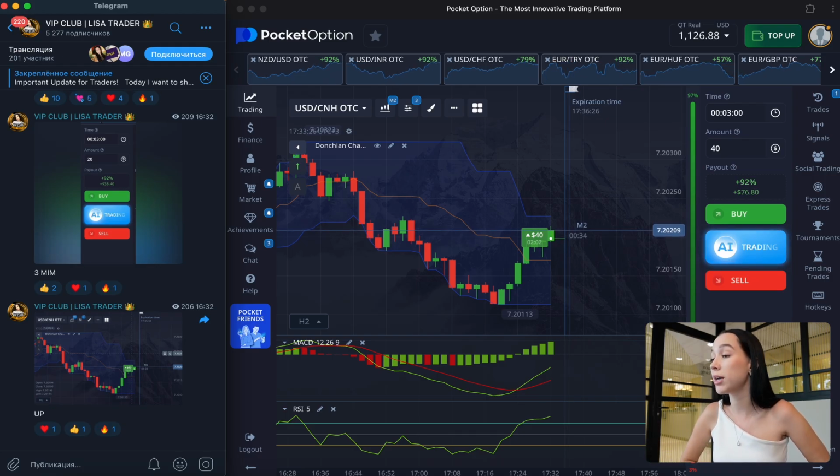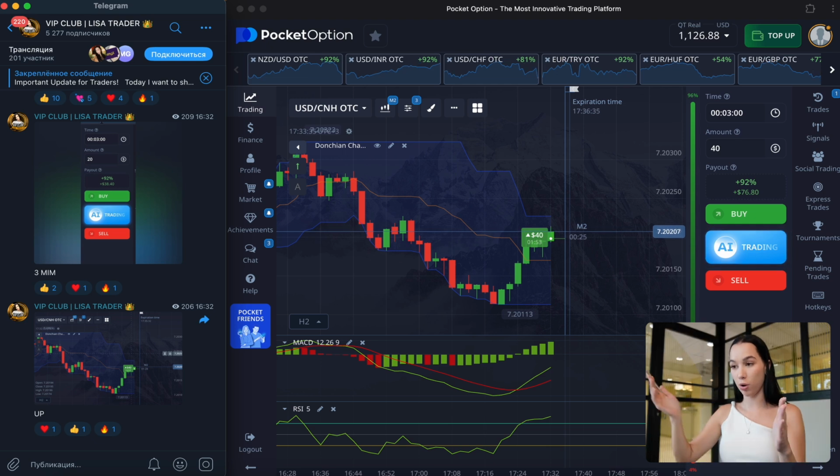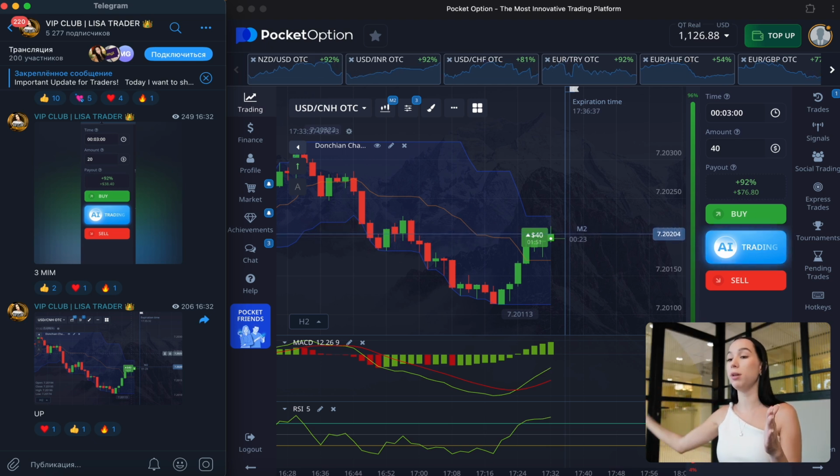Sometimes I change the time. For example, when I see a consistent uptrend without any fluctuations or volatility, I can change the time of expiration to 1 minute and open all of the trades in a row, and they're going to be all in the plus because it's just going up, up, up.